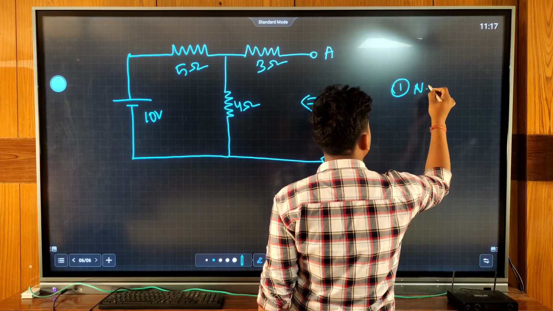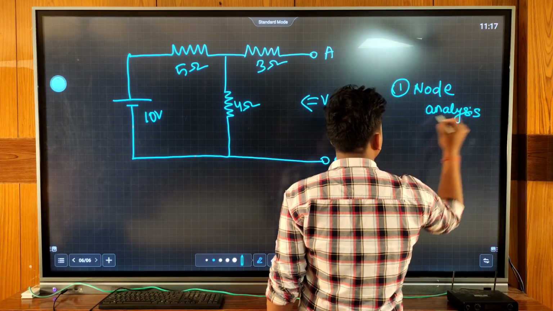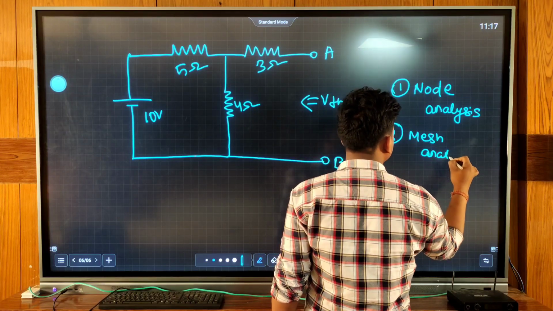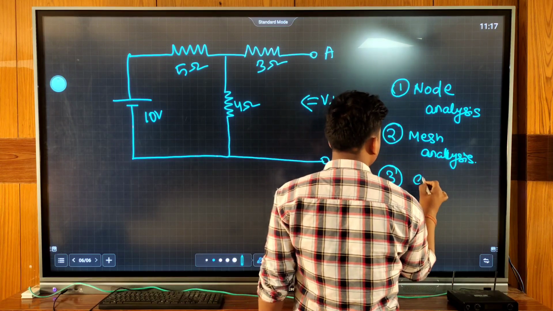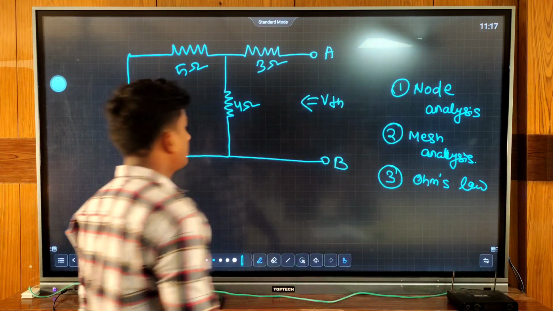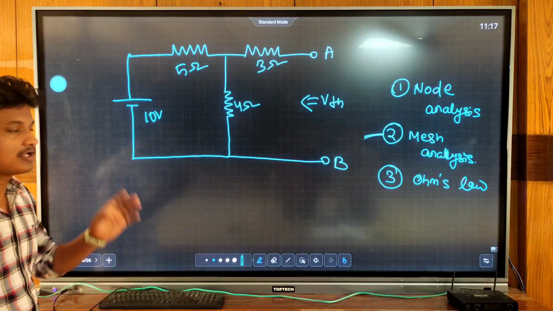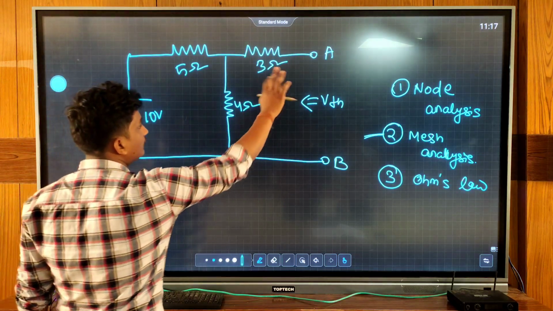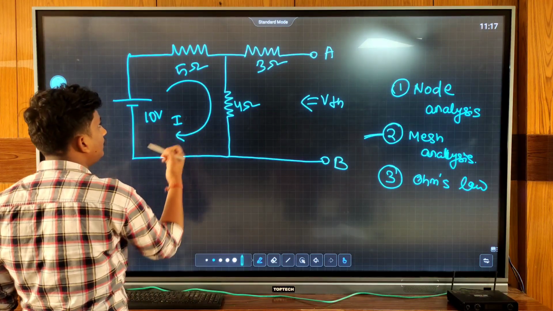Same thing as said before, by nodal analysis. Second one, mesh analysis. Third one, by using Ohm's law. So I am going for the second method, that is mesh analysis, because I have already explained node analysis in the previous superposition theorem. Since it is an open circuit, there is no loop, there is only one loop. So I am taking current I here.